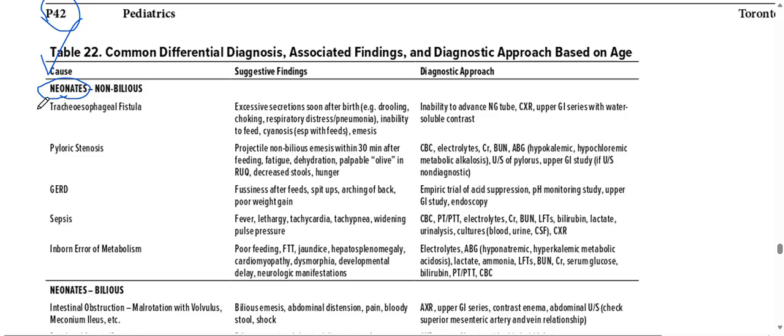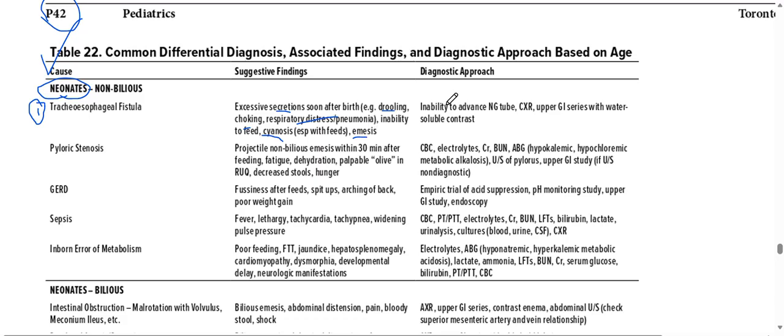They say the first cause can be tracheoesophageal fistula. What happens is that the child can present with excessive secretions soon after birth. There will be drooling, choking, respiratory distress or pneumonia, inability to feed, and cyanosis, especially with the feeds and vomiting. So soon after birth, if all these things happen, there will be secretions, respiratory problems, feeding problems, cyanosis, and vomiting.